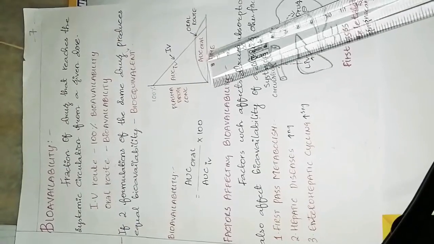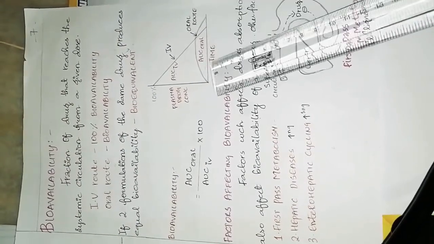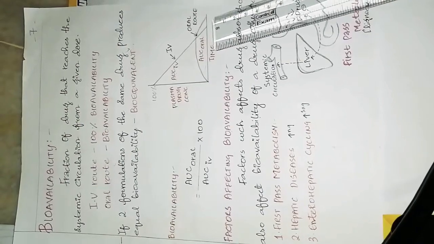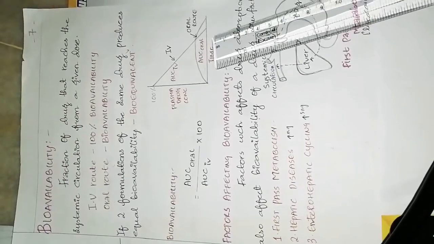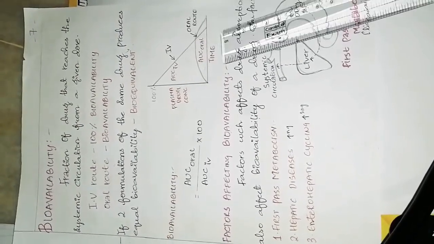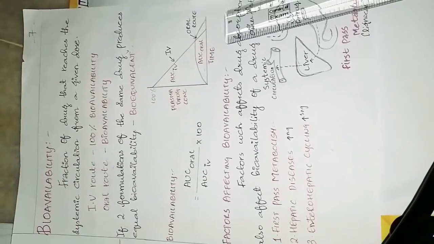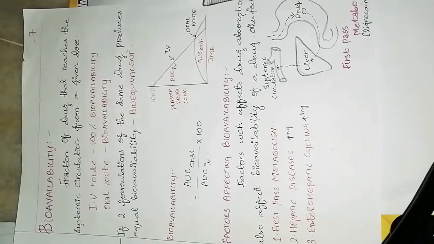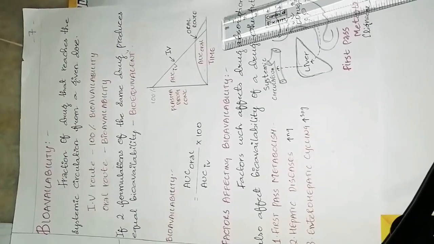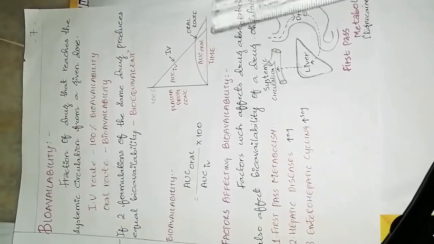Whereas when the drug is given through the oral route, it shows a very different curve, because part of it will get absorbed and some of it will get eliminated before it reaches the systemic circulation. So both look different.